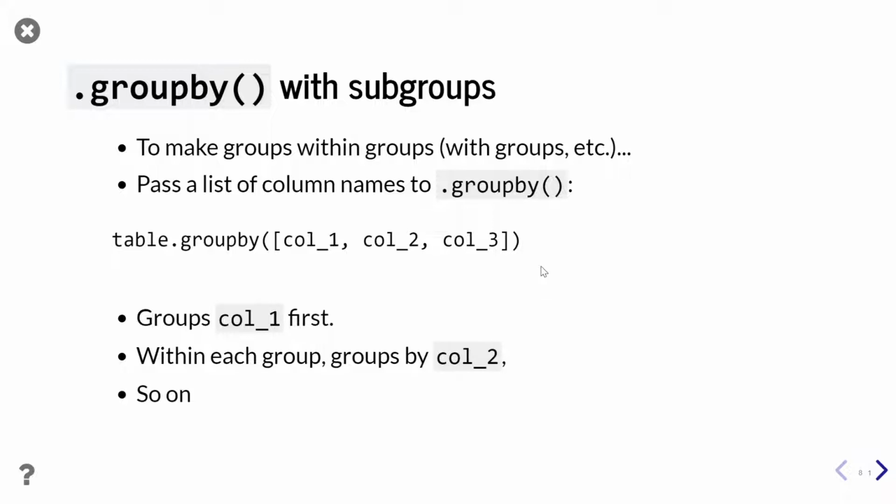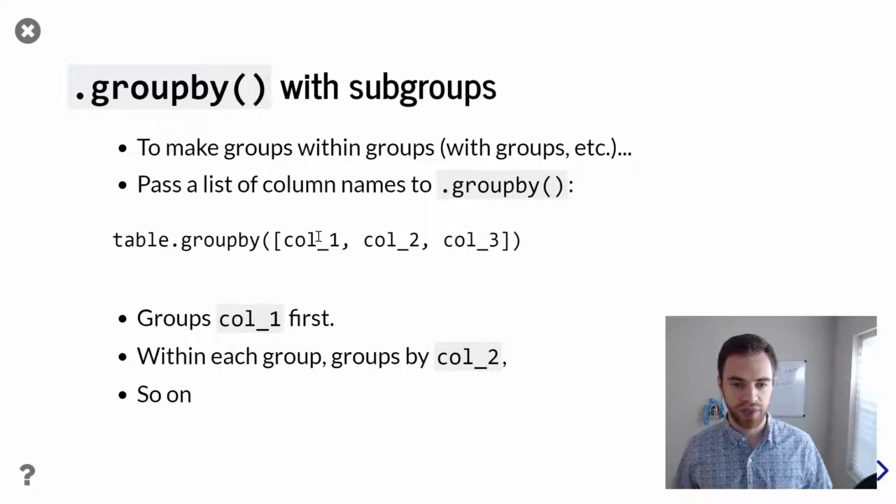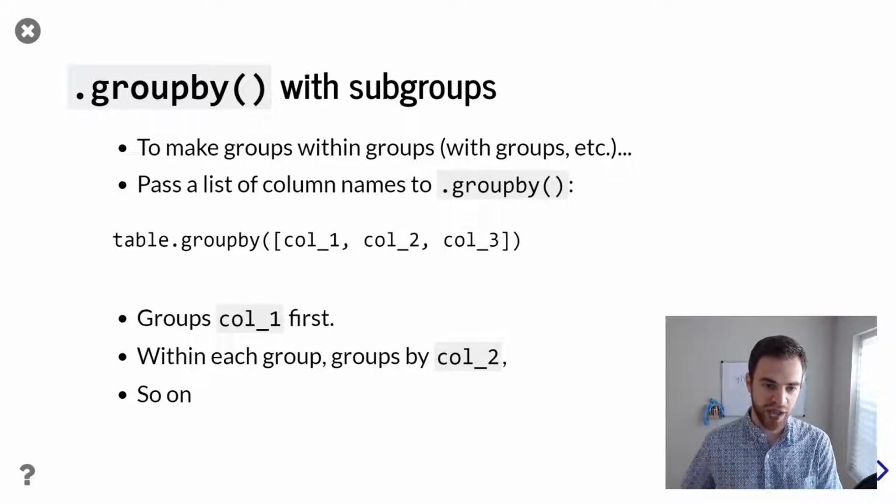Usually you don't want to go beyond 3, and like 90% of the time that you're grouping by multiple columns, you're probably just grouping by 2 columns. This happens in order. You group by column 1 first, then by column 2, then by column 3. And it's within each group that the grouping happens.